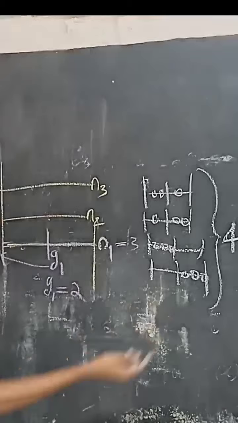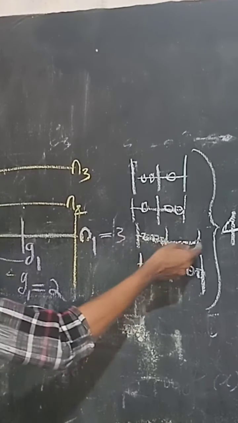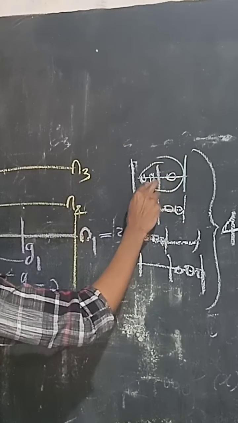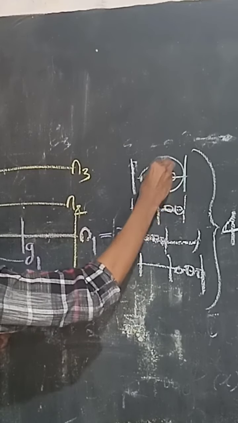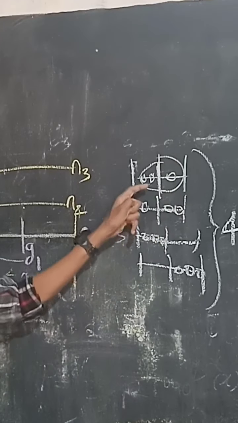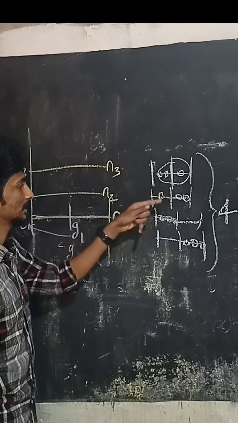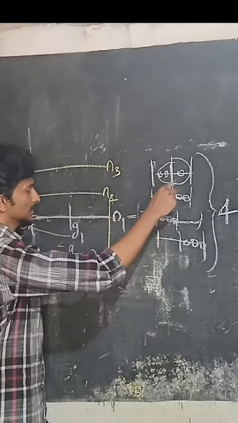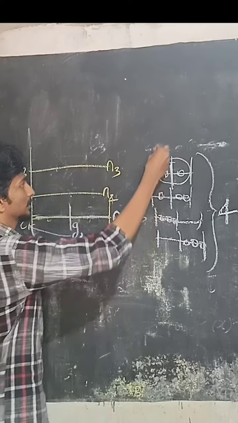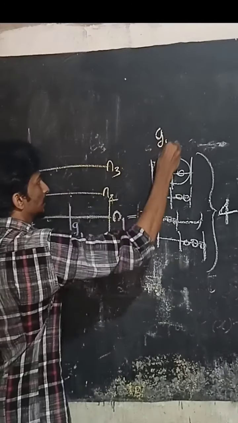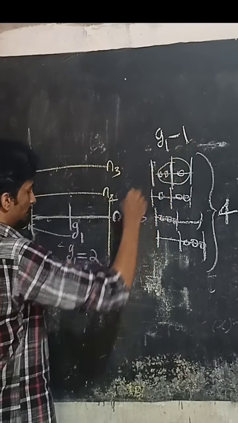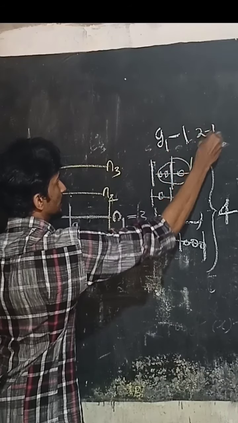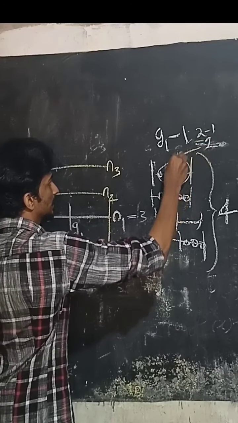And you can see that the total number of arrangements is actually the permutation of these 3 particles and this partition. So in fact, the total number of arrangements is something we can derive from it. The total number of partitions for this state is G1 minus 1. G1 is 2, and 2 minus 1 is 1. So there is 1 partition here.